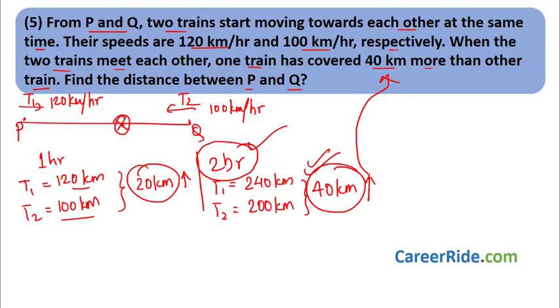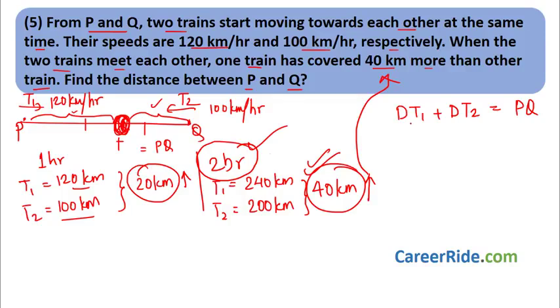So if the trains are meeting after 2 hours, what we have to find is the distance between P and Q. Let the trains meet at this point. Now train T1 has covered this much distance, train T2 has covered this much distance. This distance plus this distance is nothing but the distance between P and Q, correct? So distance by train T1 plus distance by train T2 is the distance PQ.